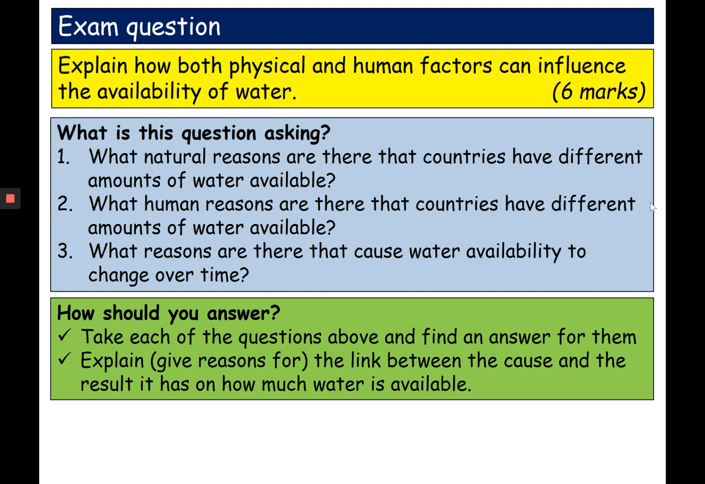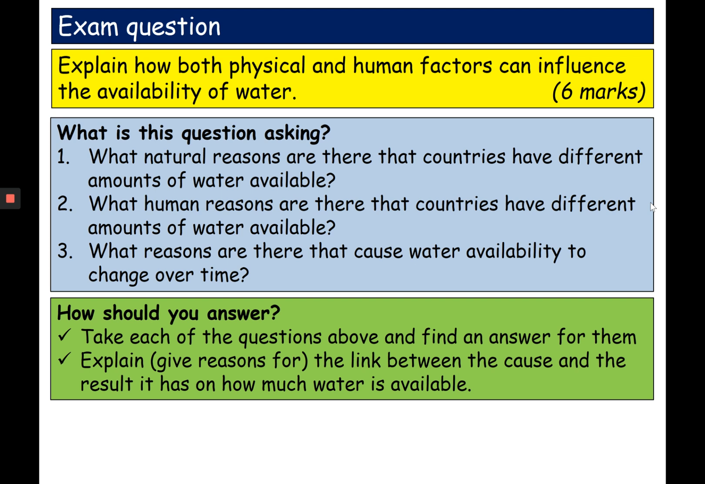So you read the question there, it says, explain how both physical and human factors can influence the availability of water. And if we split that up into 3 parts, we need to make sure that somewhere in our answer, we've talked about physical factors that influence the availability of water, and we've talked about human factors. So that word both is key there. Well, the questions you need to think about and the questions you should be able to answer from what we've done today are those 3 I've put on the screen there in the blue box.